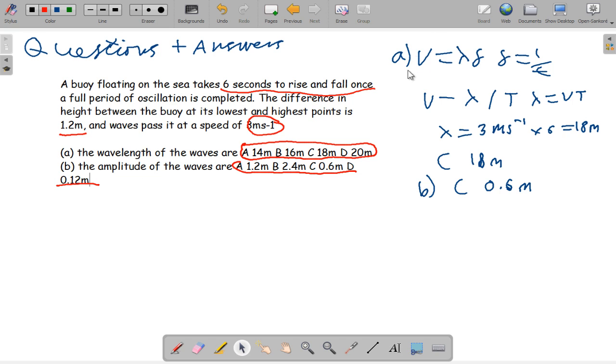So for part A, v equals lambda f and f equals 1 over the time period. So v equals lambda over T, so lambda is equal to vT. So lambda is 3 ms^-1 times 6, which is 18 meters. So what I did there was multiply the velocity by the time in order to get the wavelength.